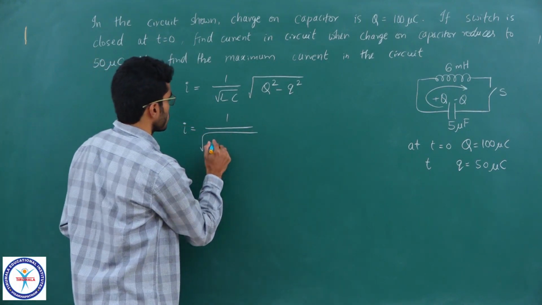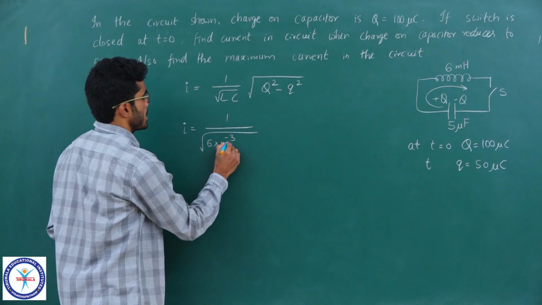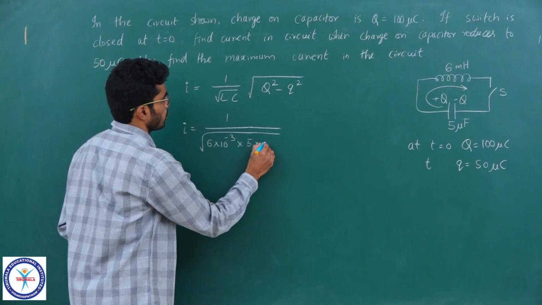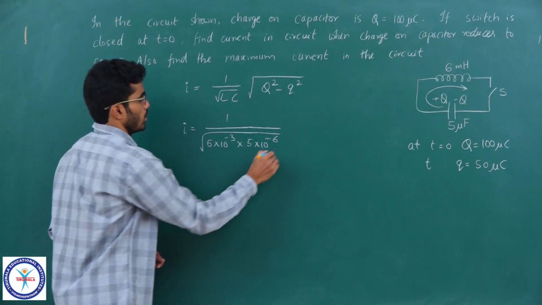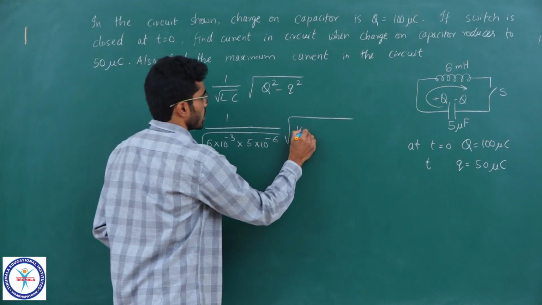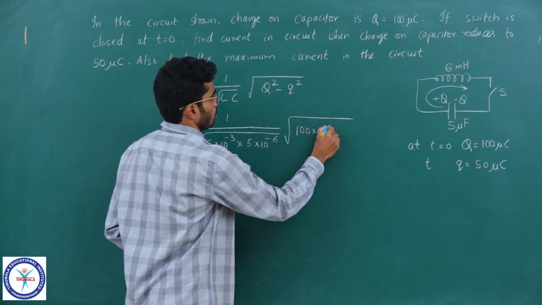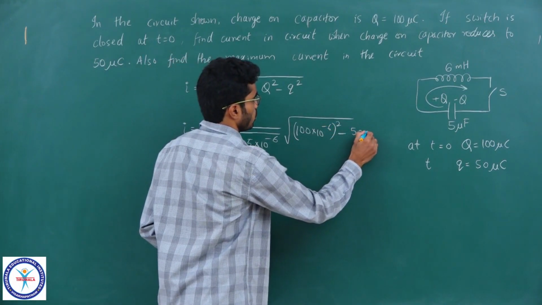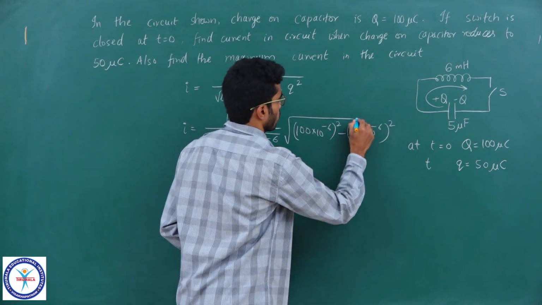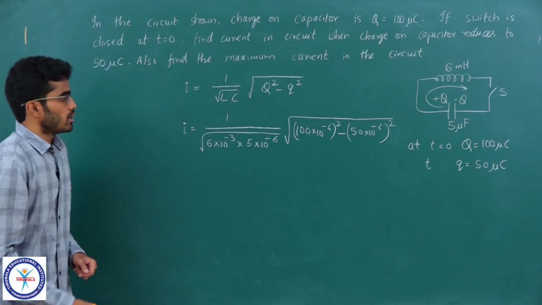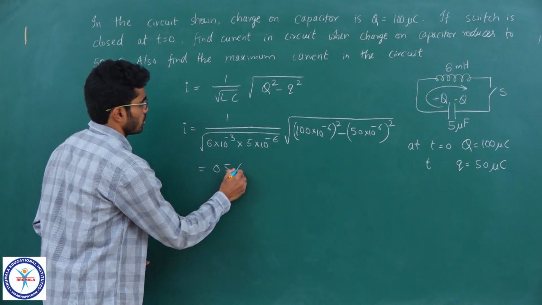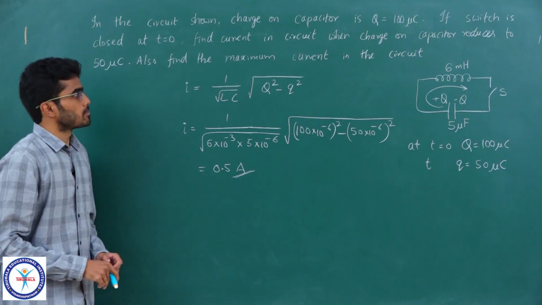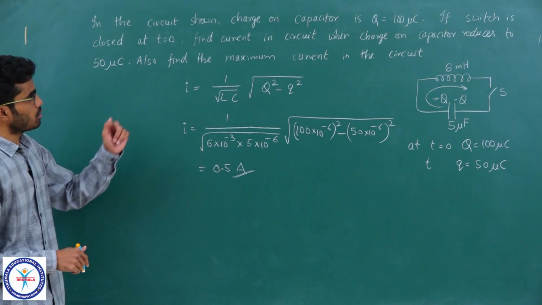The inductance value is 6 millihenry. The capacitance is 5 microfarad. Capital Q is the initial charge, square minus, it is 50 into 10 power minus 6 square. You should get the answer for this problem to be 0.5 amps. Please check this. Now another part of the question, also find the maximum current in the circuit.